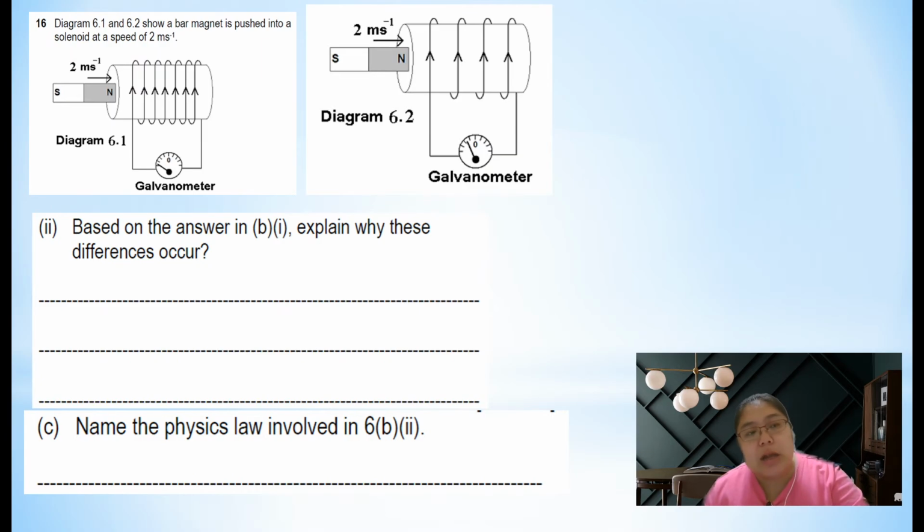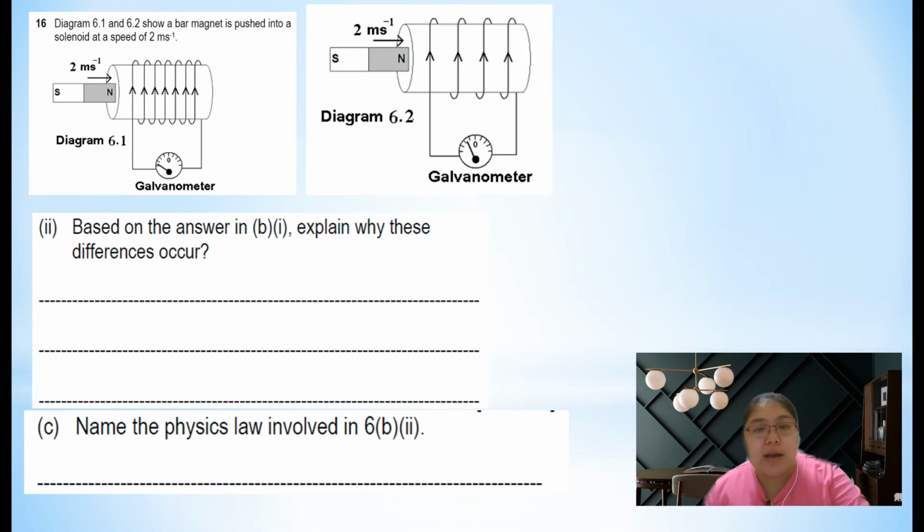So when the magnet goes in, as your number of turns is more, you cut the magnetic field lines more frequently. When more frequent, that means you produce more induced current. If you produce more induced current, the galvanometer will deflect with a bigger angle. So this is an explanation of why that will happen.